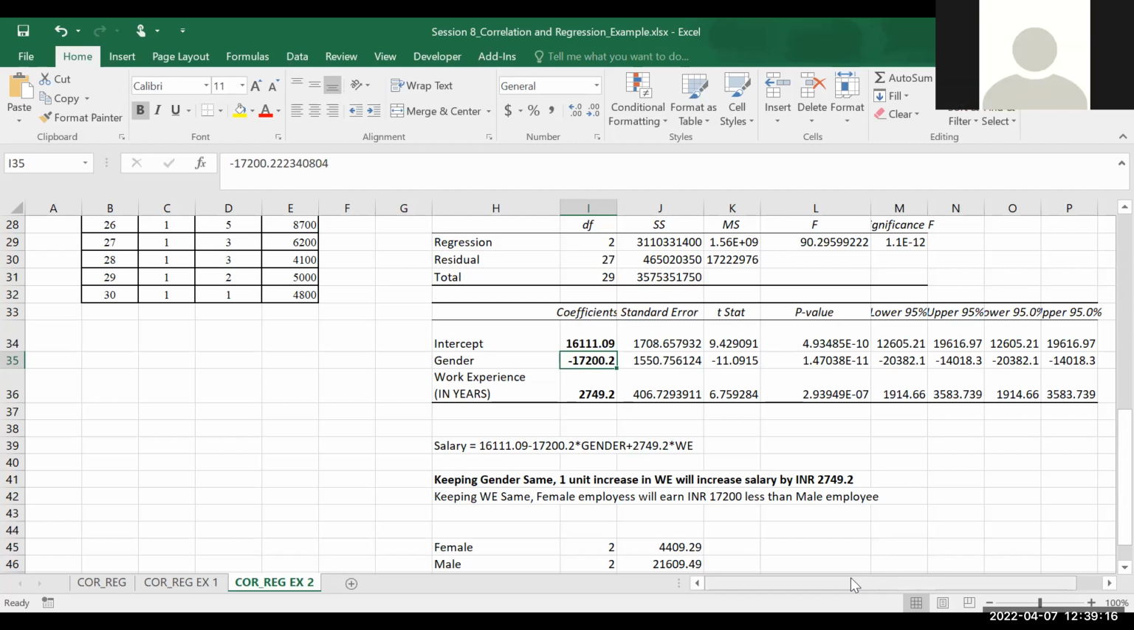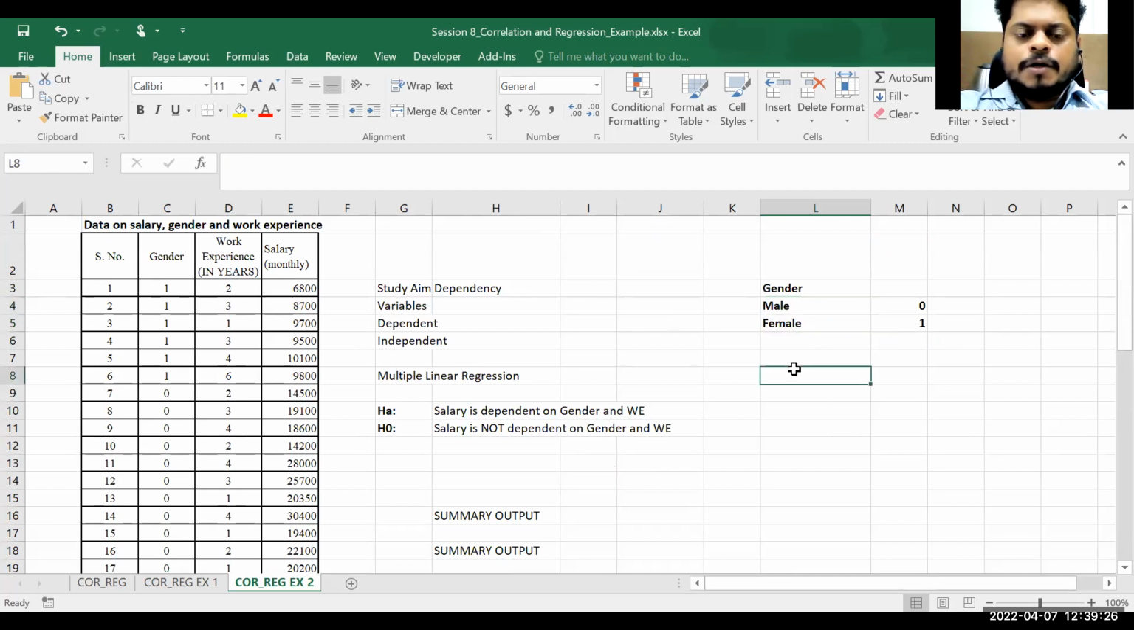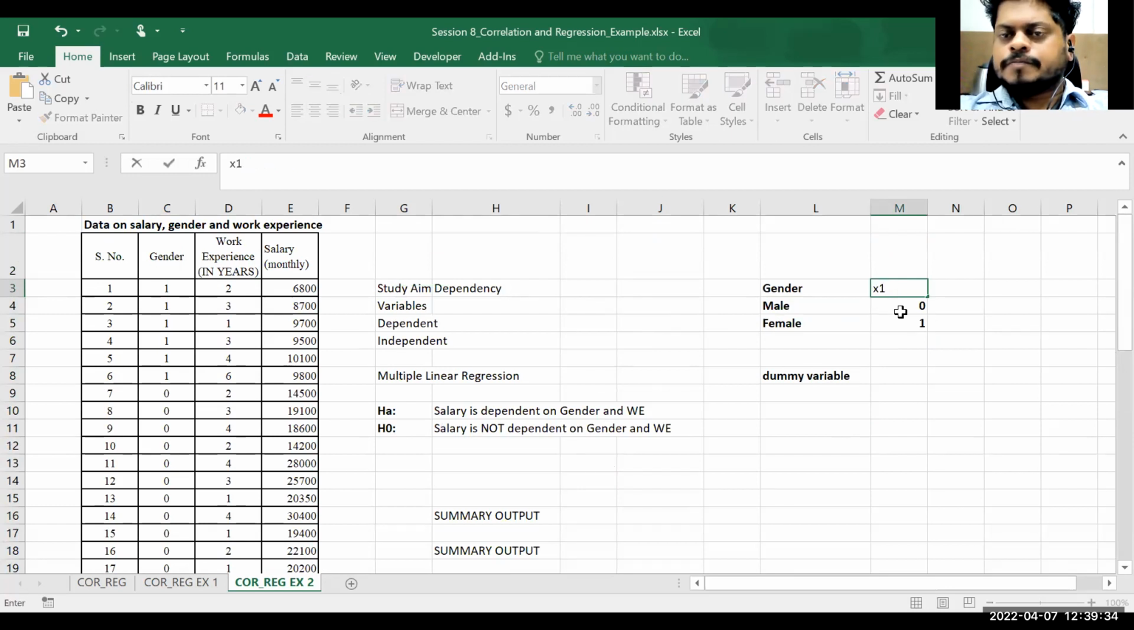Yes, sir. Okay. Now the question is, when we have multiple variables, not necessarily we'll always have two labels. Here actually what is happening, where it is not written here, we are actually creating something called a dummy variable. So this is a new variable, though it is written as gender. This is actually a new variable. This is x1.